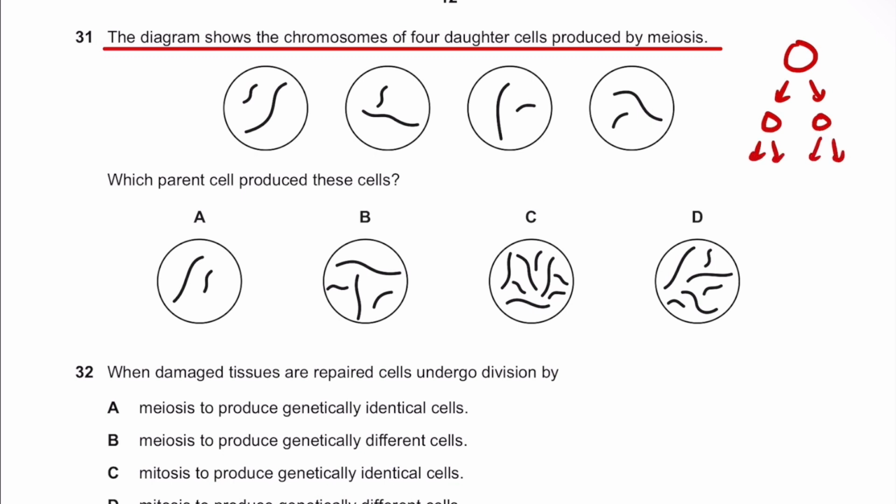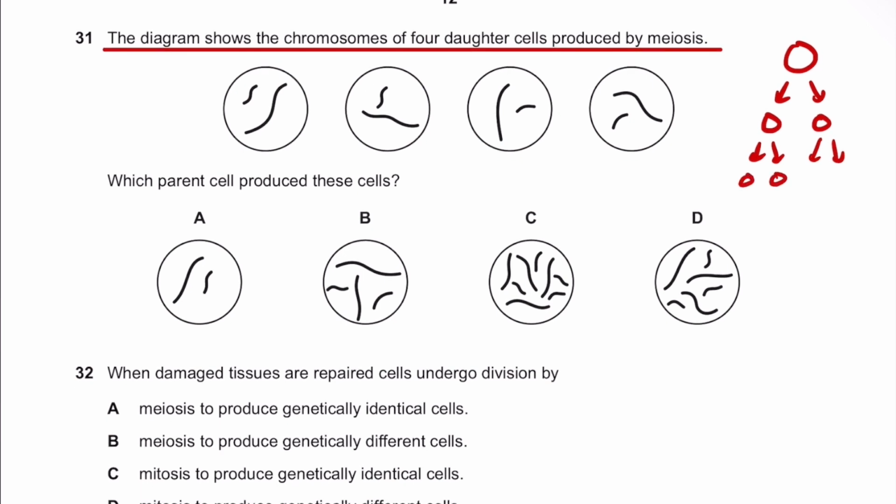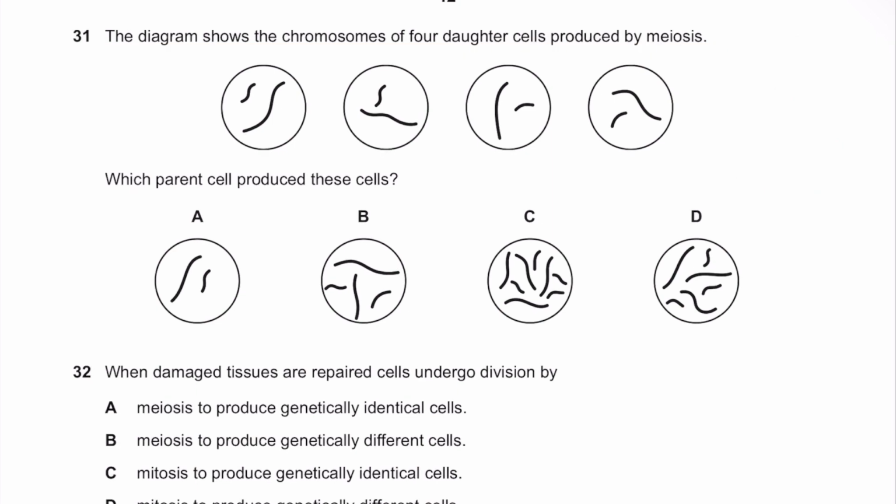So when humans or animals make sperms or eggs, the cell divides twice to make 4 daughter cells, and they are genetically non-identical, so they are genetically all different. They can be either sperms or eggs, but to be more strict, meiosis only produces 1 egg cell as a product. So which parent cell produced these cells?